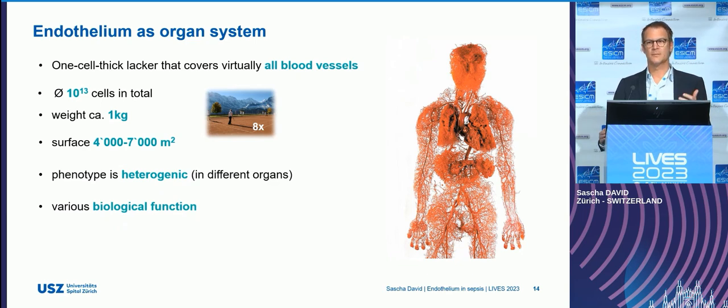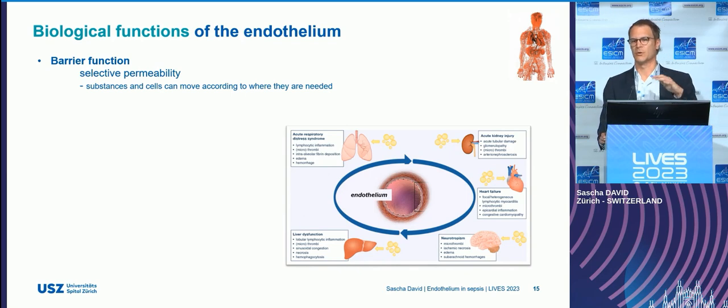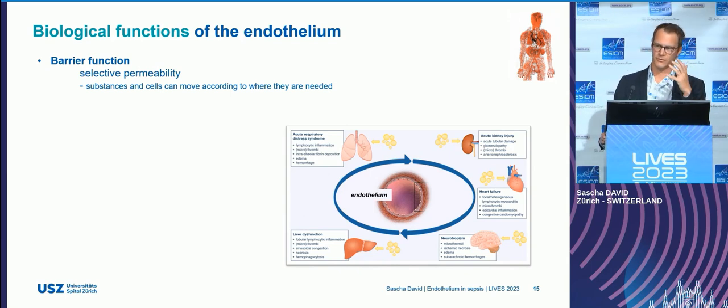And it's also similarly heterogeneous. If you think of the kidney, the liver, the brain, these cells are characterized totally differently in different organs. That's why they also have totally different biological functions. And that's important, because all of these functions can be altered in systemic inflammation. Most importantly, the barrier function. We will look into these things in a little bit more detail in a few minutes.